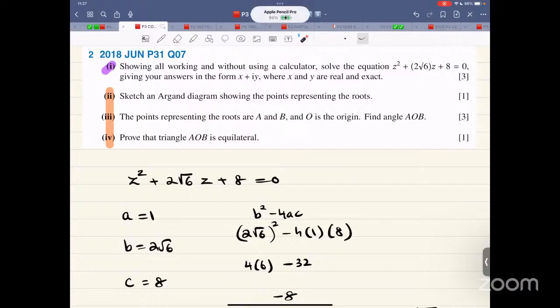Now it says, showing all your working without using a calculator, solve the equation. Give your answer in the form x plus iy, where x and y are real and exact. Exact can be asked in some instances, maybe it won't ask, but this is always there: where x and y are real. The coefficients of the complex number have to be real. The same terminology is used in the square root thing.